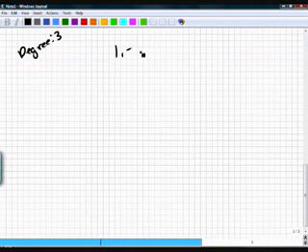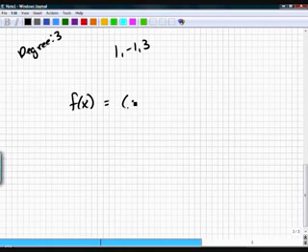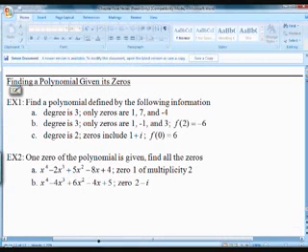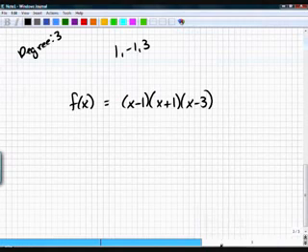Negative 1, negative 1, and 3. It's a good thing we don't have more than one lesson. F of x equals x minus 1. Excuse me. X, finish it for me. There's f of x. But you've got to also look at the second part. F of 2 is negative 6.